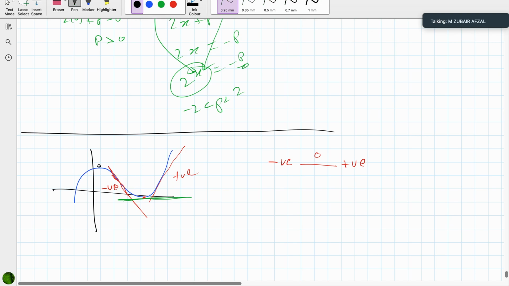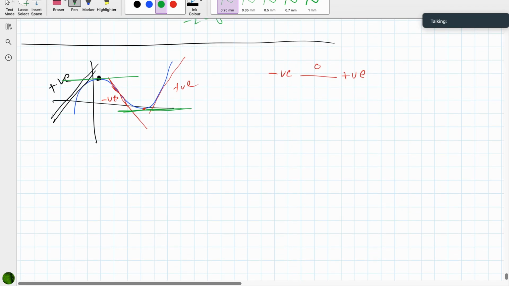And if we consider this top point, the tangent on left of it would be positive. Sorry, that's positive. So positive and negative again. This is a horizontal line. The gradient at the turning point is 0.